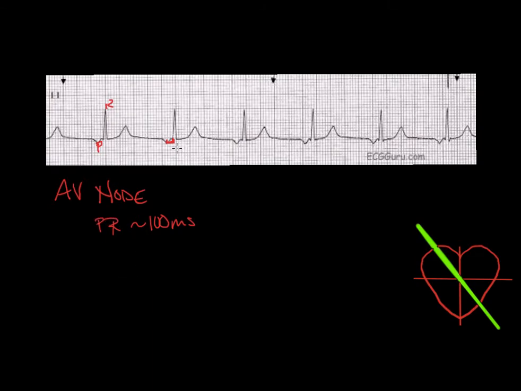The next thing is, is our PR interval consistent? And it is. So we're definitely having some atrial conduction prior to our ventricles, but we know it's not happening from the SA node.